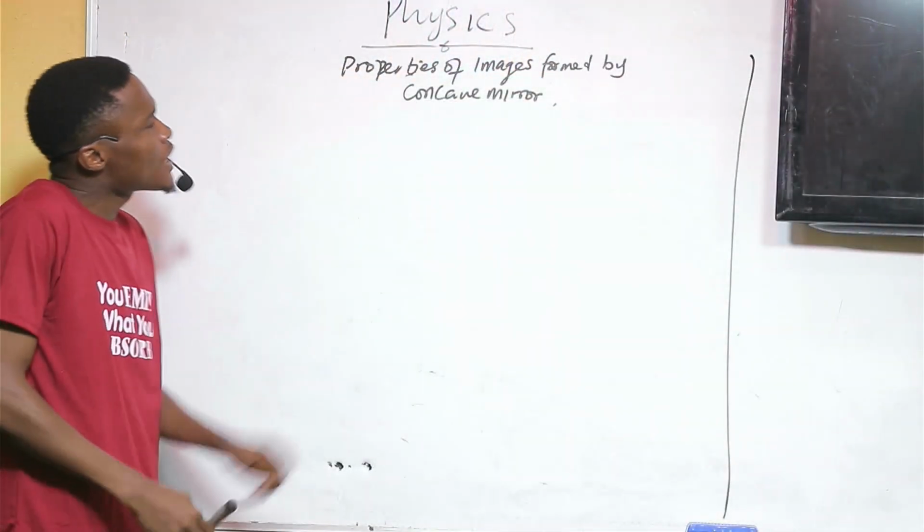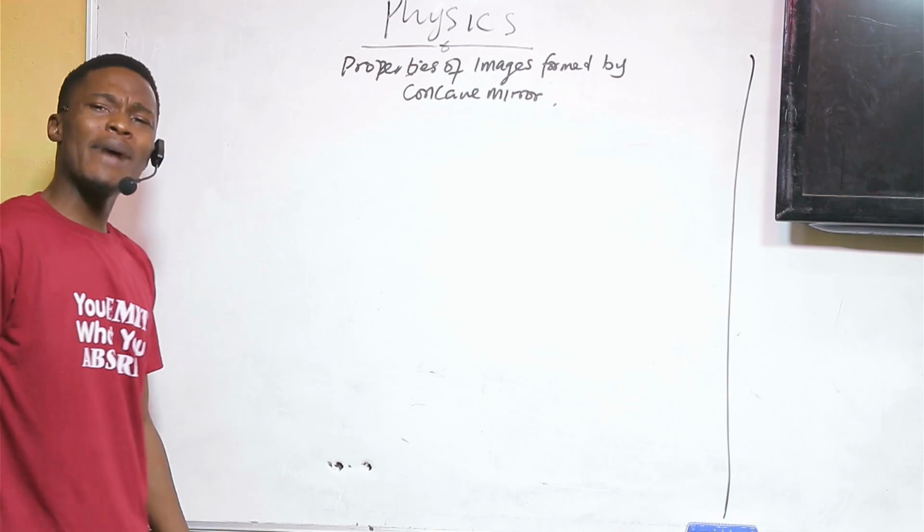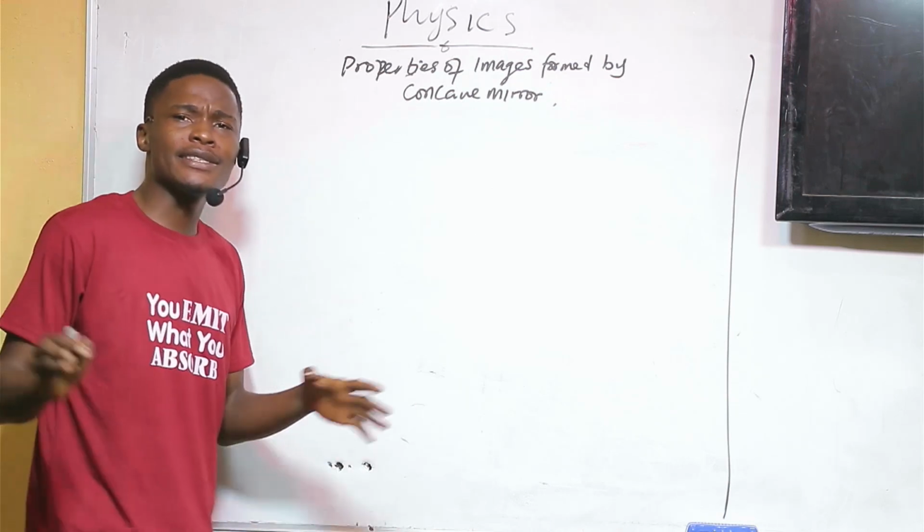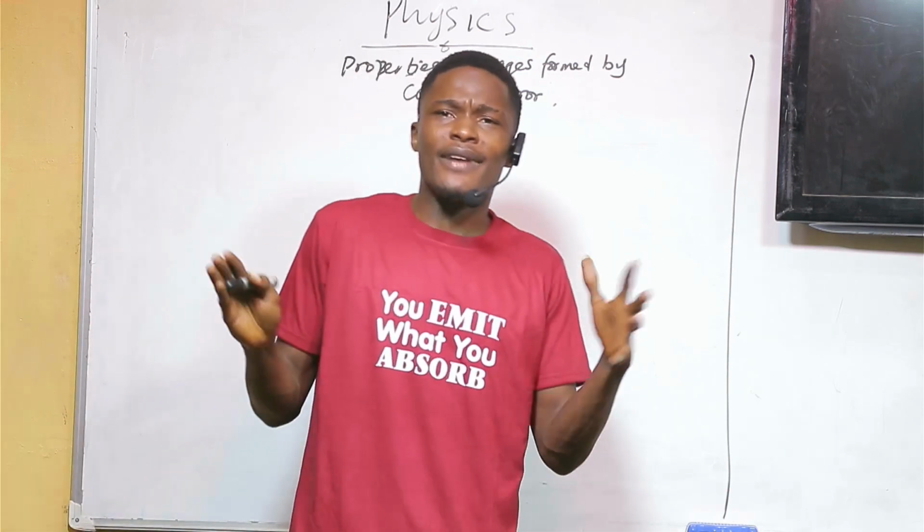Okay, so we are going to start talking about properties of images formed by concave mirrors. So we are going to look at it in different cases. Why are we going to look at it in different cases?